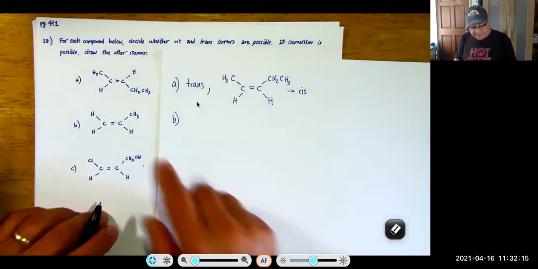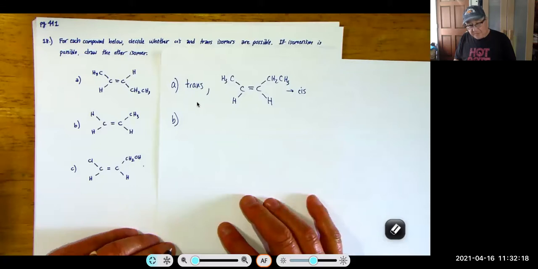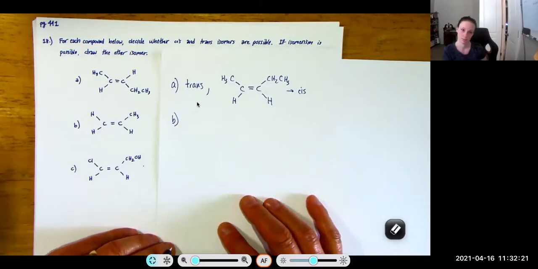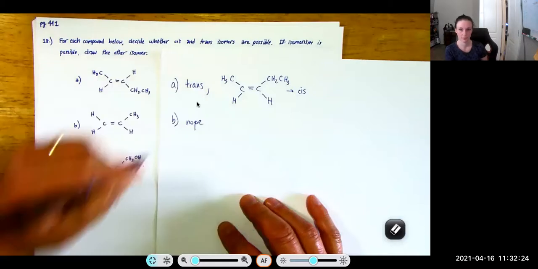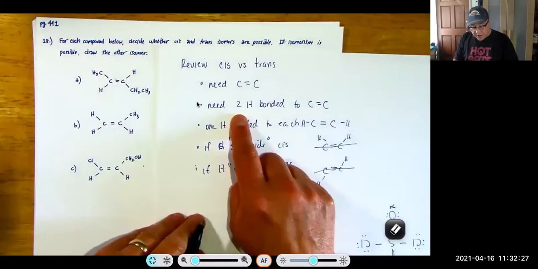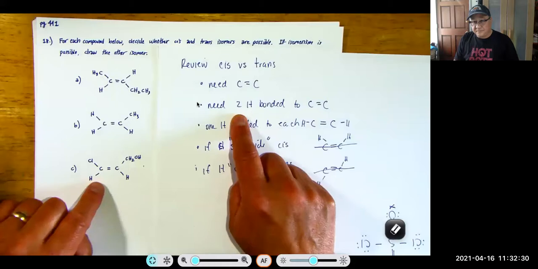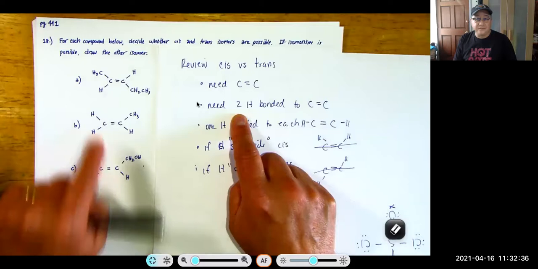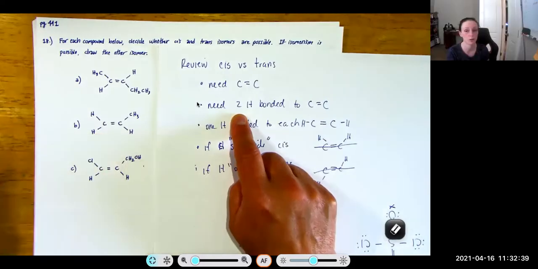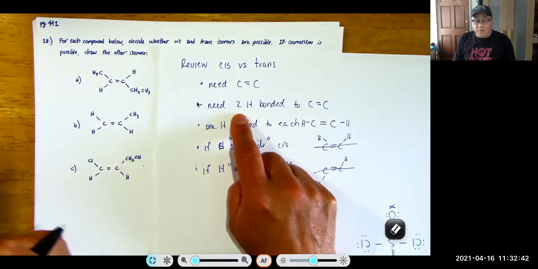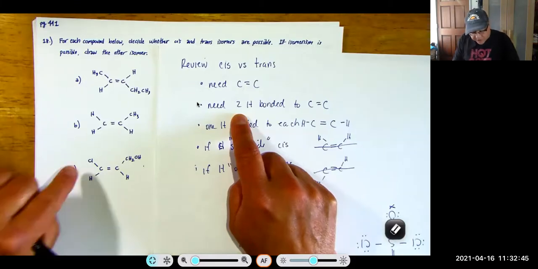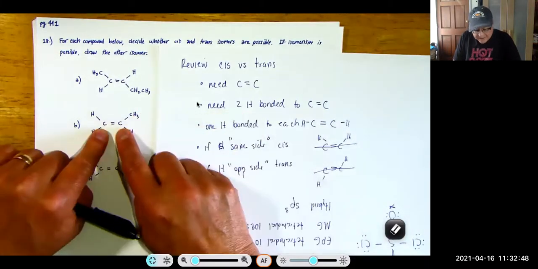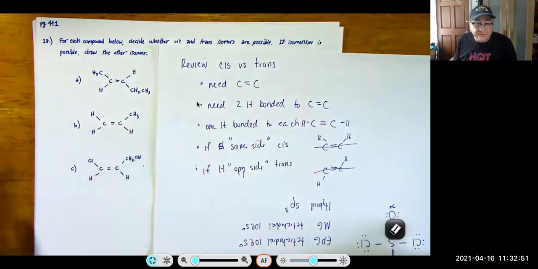Cis or trans? It could be both. No. How many hydrogens do you need bonded to the carbon-carbon? 2. Here there's 1, 2, 3. Game over. It's not about a 1-to-1 ratio. You need 2 hydrogens, 1 for each carbon, and they have to be on separate carbons. It's just understanding that this is neither cis nor trans.